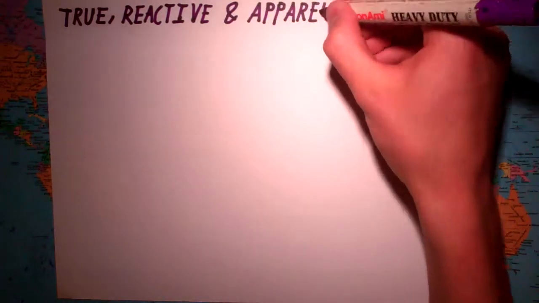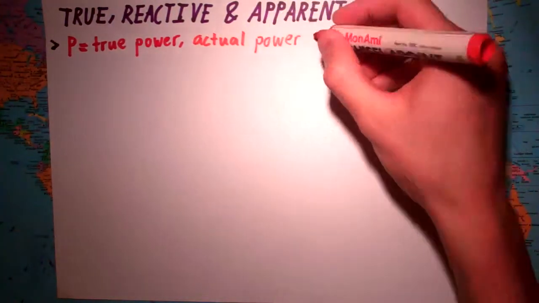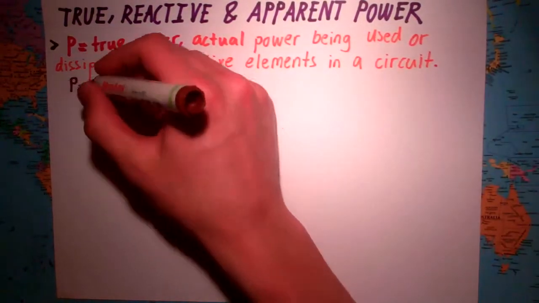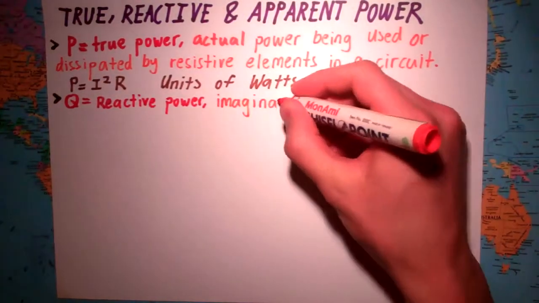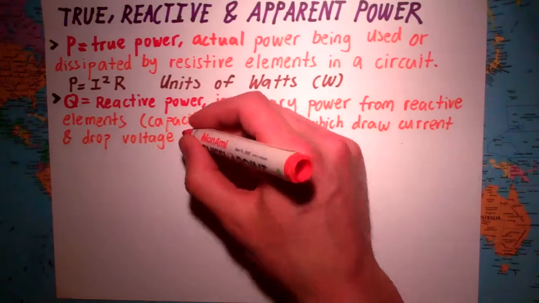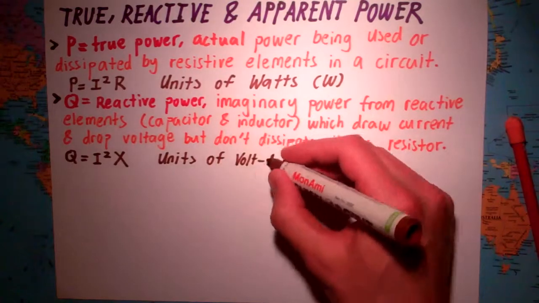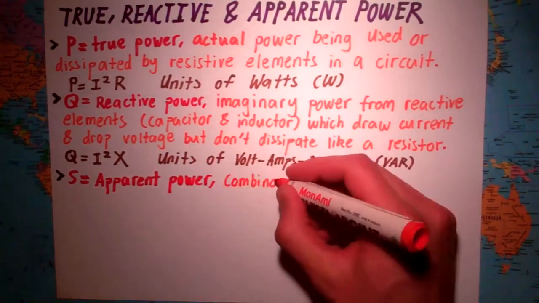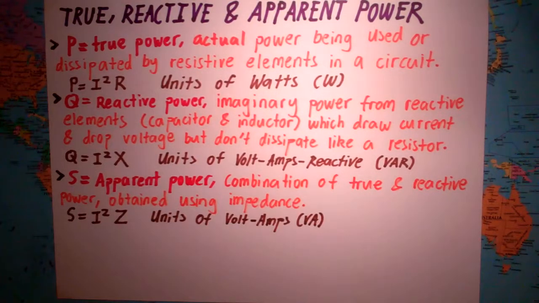True, reactive, and apparent power. P is defined as the true power, the actual power being used or dissipated by resistive elements in a circuit. It's given by the current squared times the resistance. Q equals the reactive power, imaginary power from reactive elements, capacitor and inductor, which draw current and drop voltage but don't dissipate like a resistor. It's given by the current squared times the reactance.